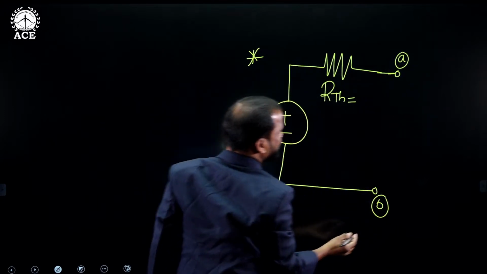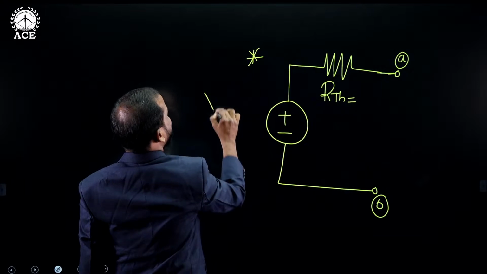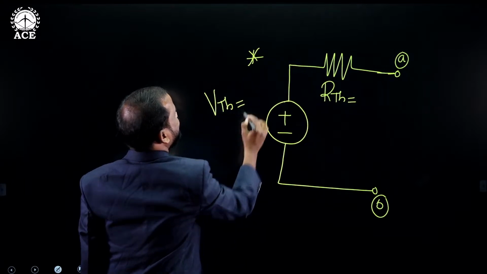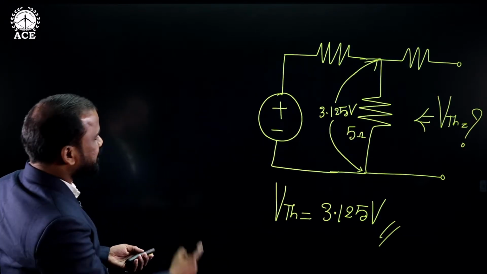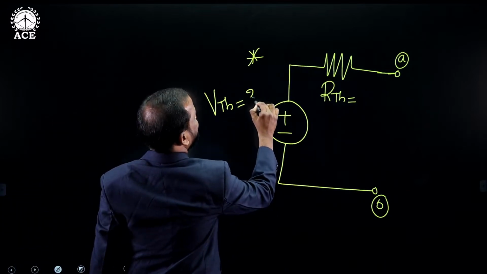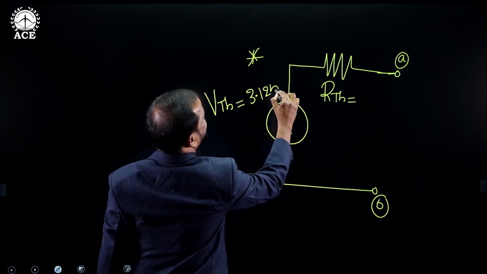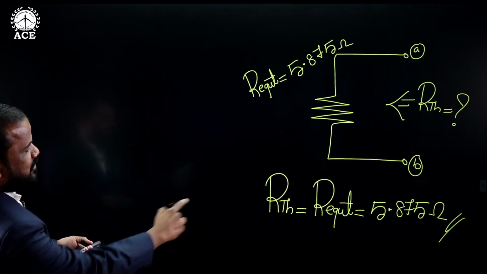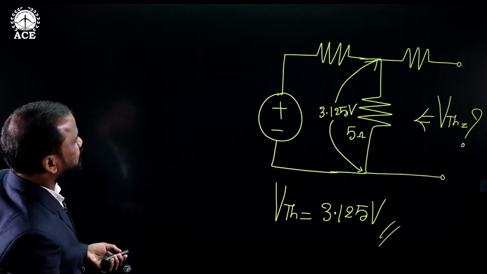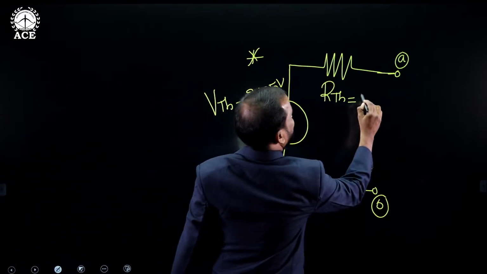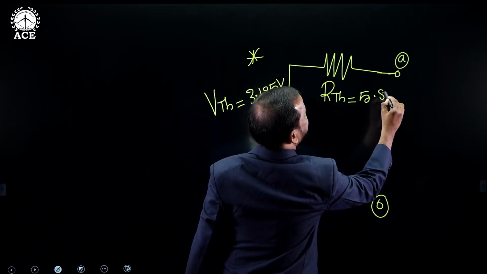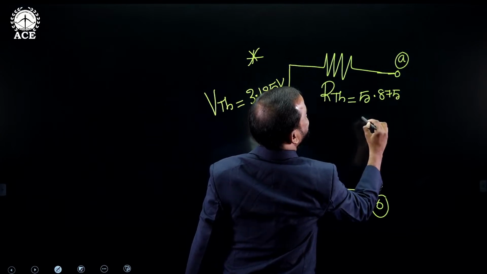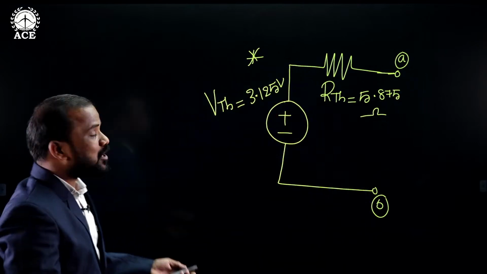Okay, now we have two terminals like this. Okay, so this value is what? V Thevenin. Okay, now what is the value of V Thevenin? 3.125. Substitute here, 3.125 volts. Now what is the value of Thevenin resistance? We already calculated, 5.875. Substitute that value also, 5.875 ohms.